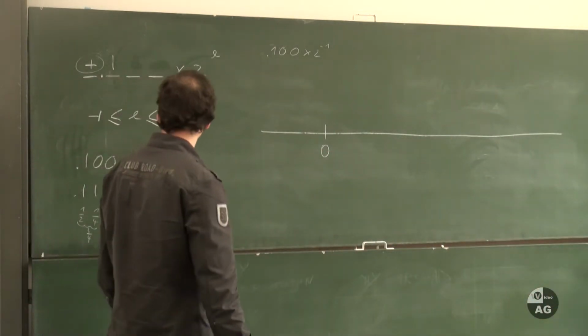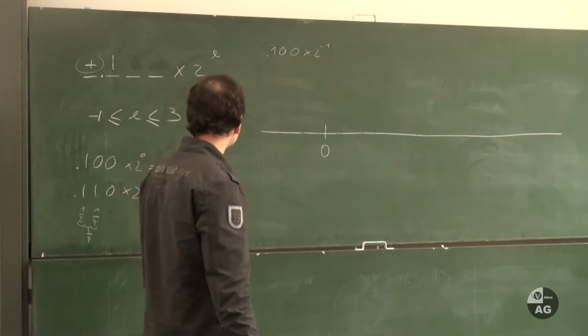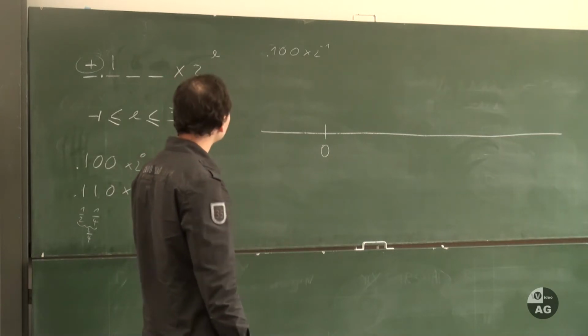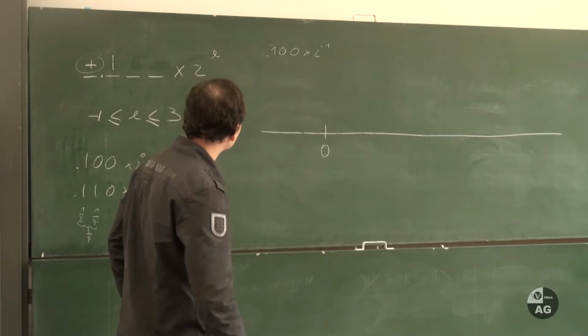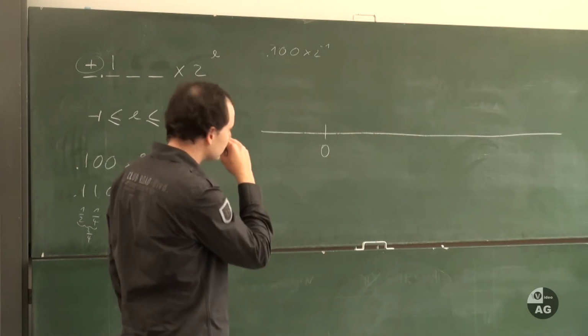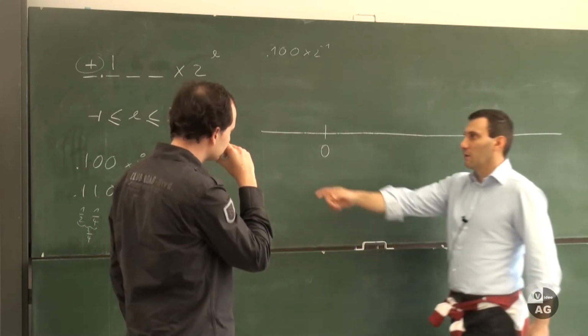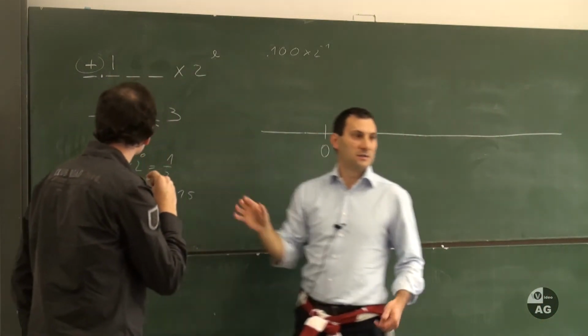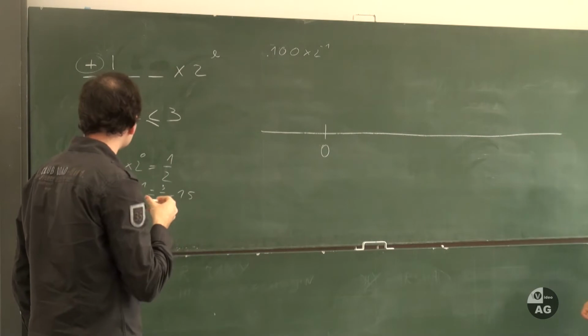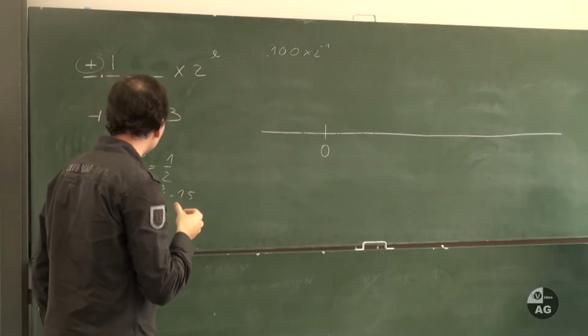Okay, so does anybody object? Is this the smallest number? Yes, it's the smallest positive number. This is true. That's why I circled the plus. Let's stay on the plus side. Okay, let's compute that.